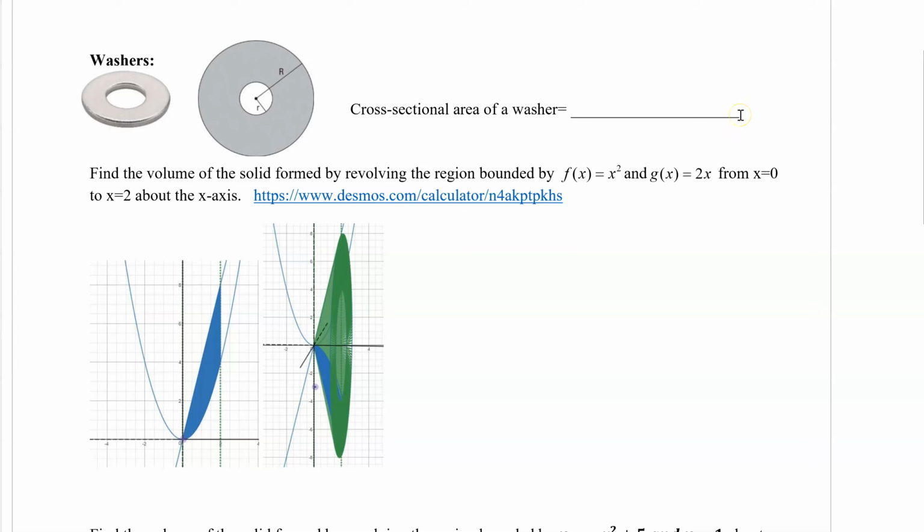All right, so now when we rotate that rectangle, it's not going to make a disc anymore. It's going to make a washer. So what we need is to find the area of this washer.